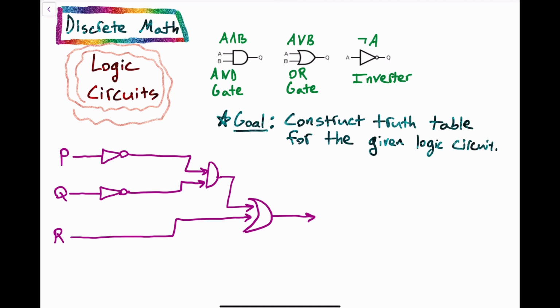All right, our goal is to construct a truth table for the given logic circuit. We have the inputs P, Q, and R, and then we get some output. And in this logic circuit, we have an AND gate, an OR gate, and an inverter. Notice that there are 3 inputs. So in total, we're going to have 2 cubed possibilities. In other words, 8 possibilities. And our truth table will have 8 rows as a result. So let's construct that truth table.